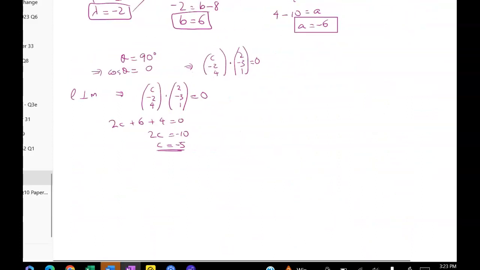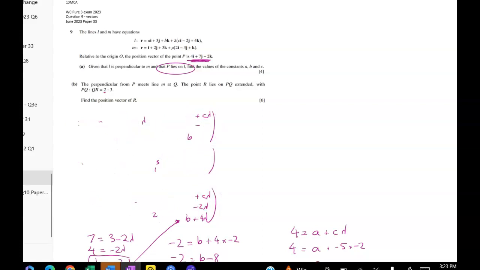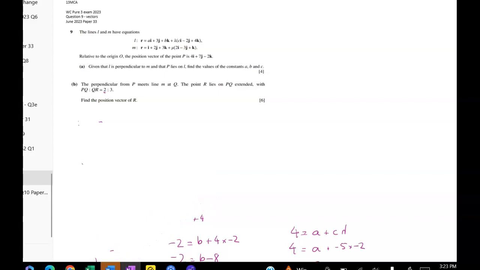Okay, so let's go back to the question and check that we've done that first part. Yep, we've done the first 4 marks, we've got A, B, and C. Now we're going to take a look at the second part, so I'm going to erase all of this. The perpendicular from P meets line M at Q. I've talked about this a little bit already, and I drew a diagram earlier that worked for both parts of the question. So I'm going to draw a diagram again now.